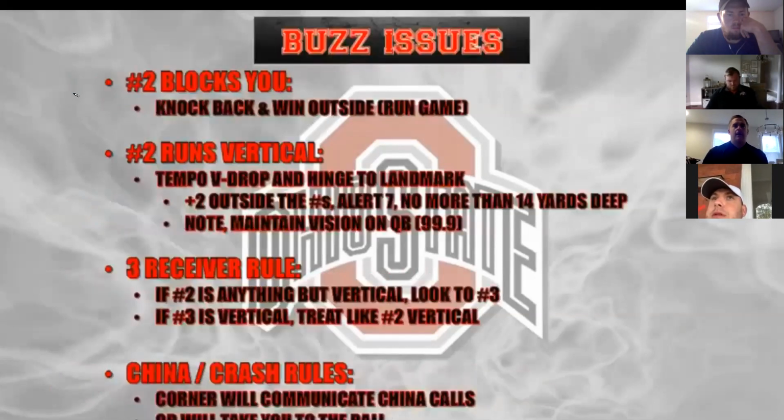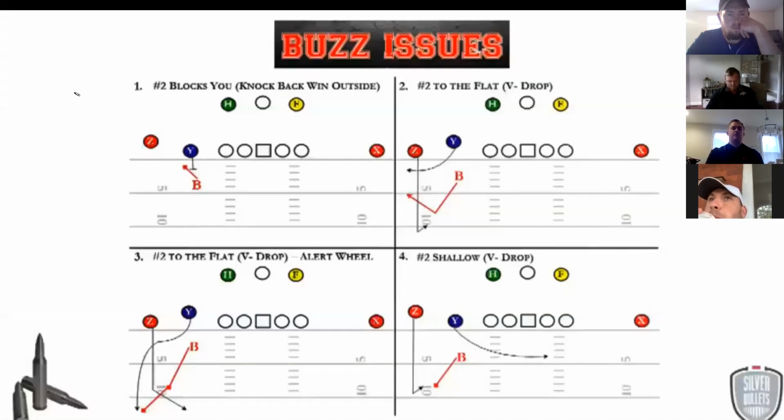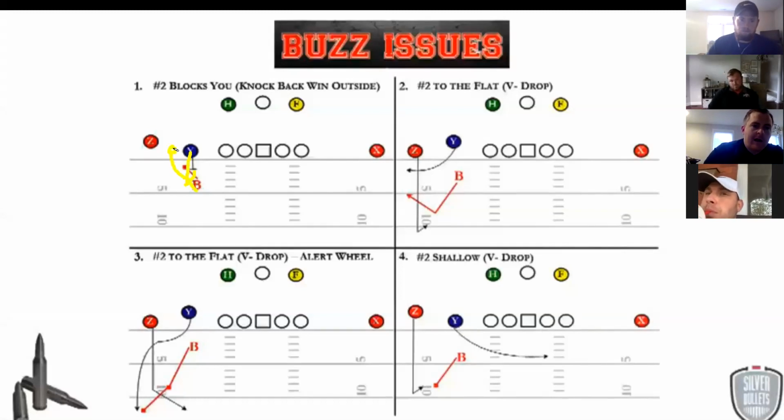Okay. Buzz issues, I think I've got them drawn. So just some of the things we talk about here with buzz players. We align our buzz defenders inside with our outside shoe on their inside shoe, but their run fit is technically outside of number 2. So if number 2 goes to block them, we got to knock that guy back, but we've got to win outside. Okay, so that's something we work off of.